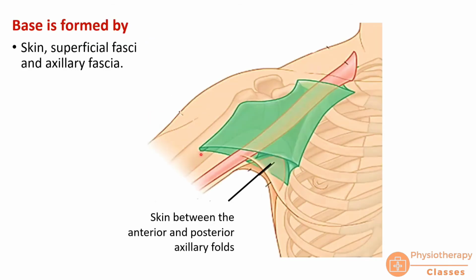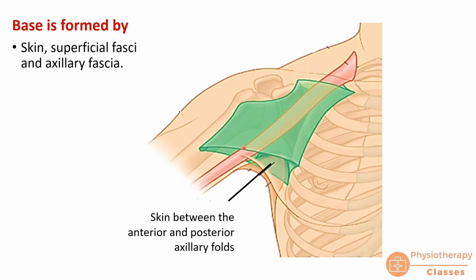Now the base is directed downwards, we can see here, and the structures which will be forming it will be the skin, then superficial fascia, and we have the axillary fascia. They will be forming this. Now this base is going to extend.